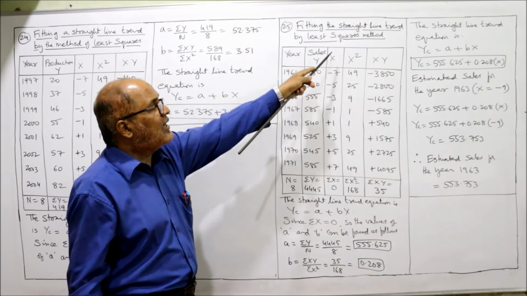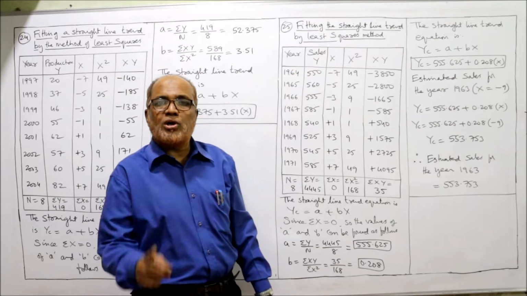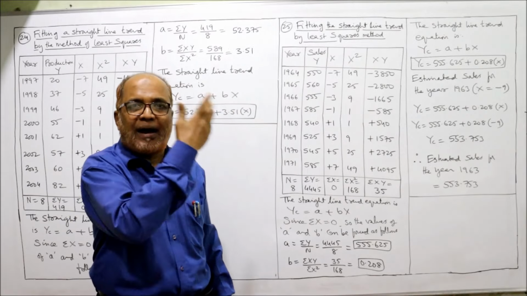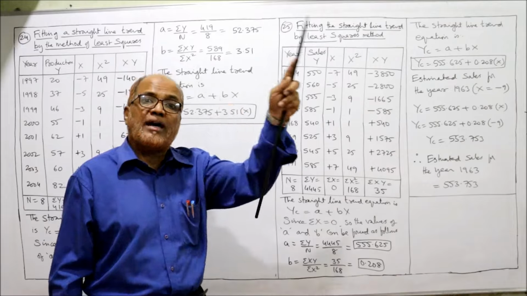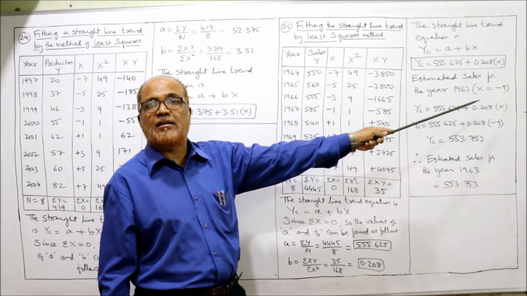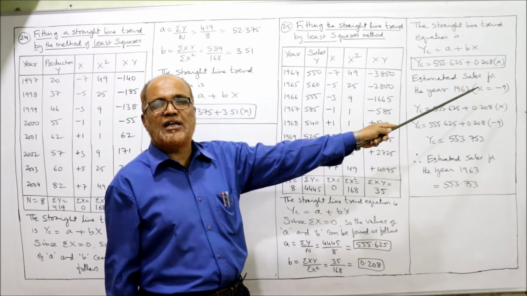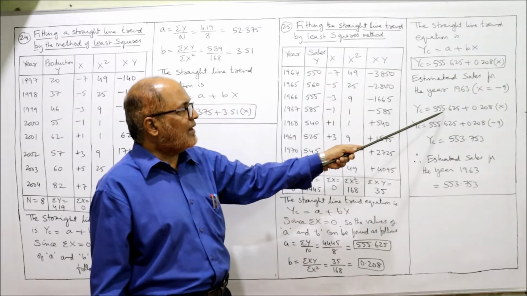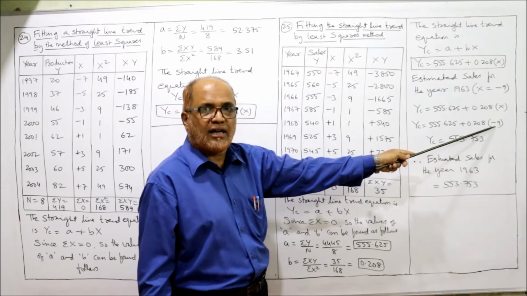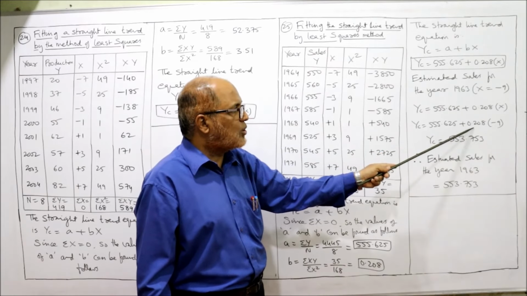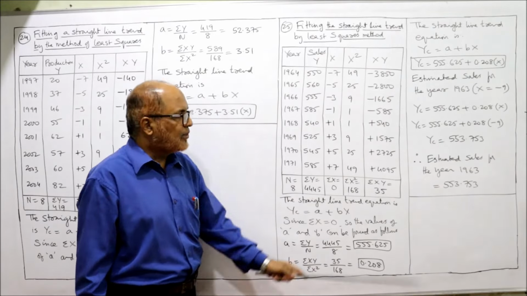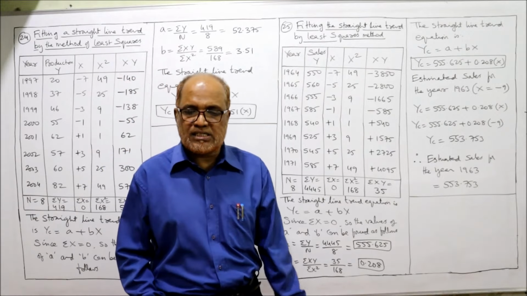So minus 7, next comes minus 9, because 1 year consists of 2 units. When we are moving backward, 2 units backward you take. Minus 7 to minus 9. So for 1963, the x value will be minus 9. Substitute minus 9 in place of x. So 555.625 plus 0.208 into x. In place of x, I am taking minus 9. So minus 9 into 0.208 plus 555.625. You will get 553.753. So this is the estimated sales for the year 1963.